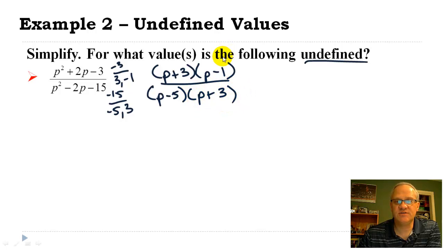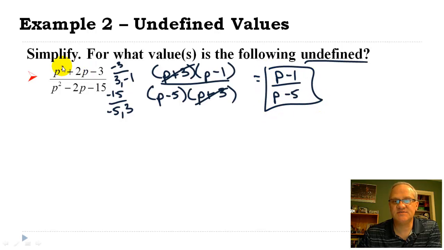And so now when you look at this, you go, well, is there anything that can cross out? P plus 3 and p plus 3, those are the ones that can cancel. So what I have left is p minus 1 over p minus 5. That's my answer. That's the simplified version of it.